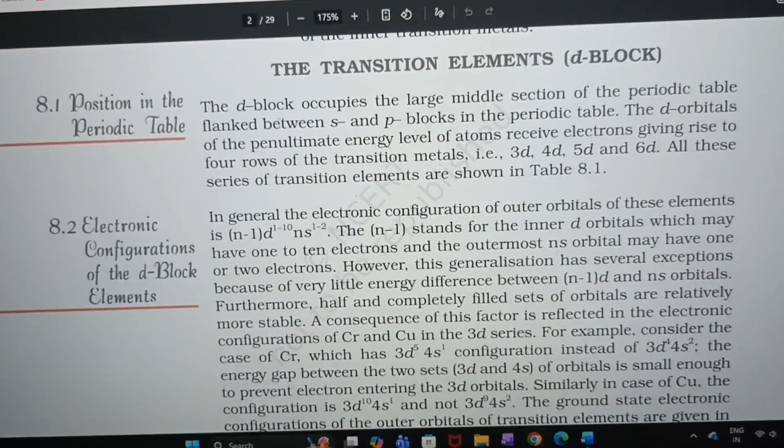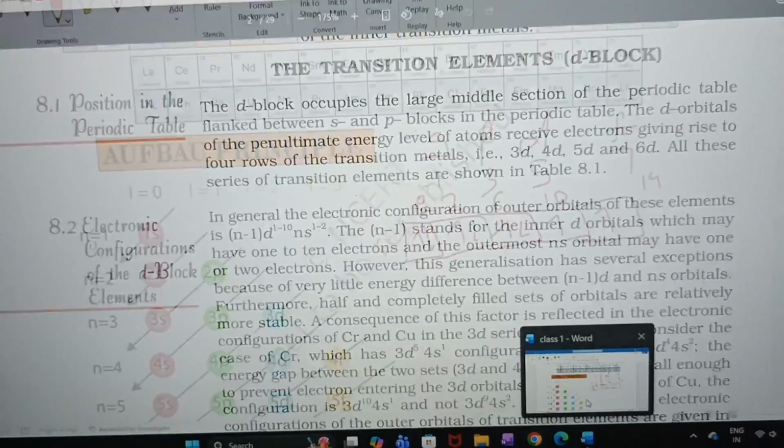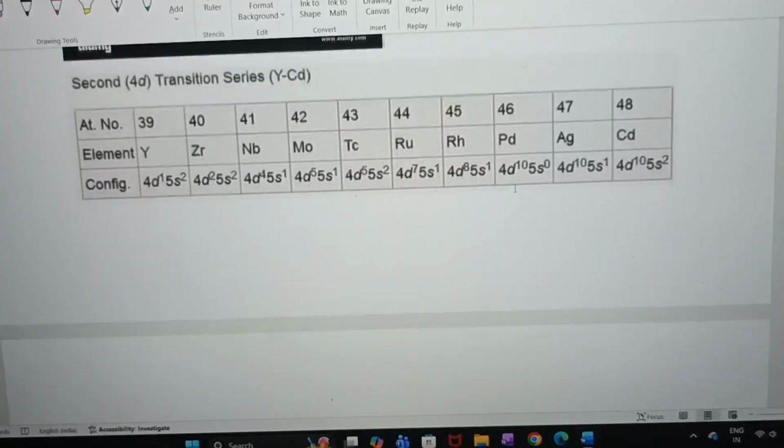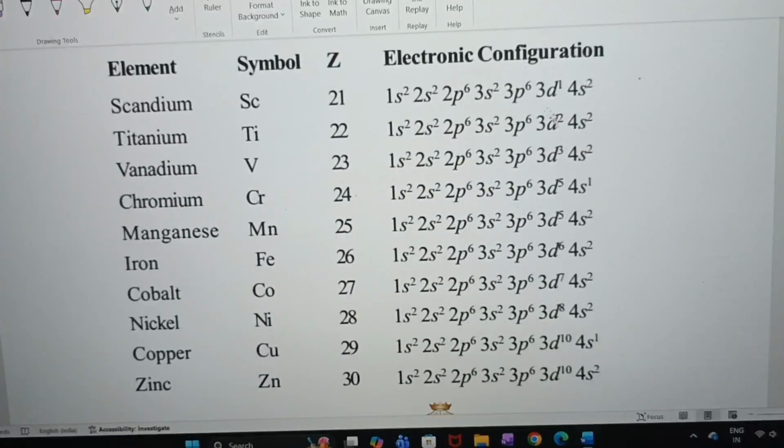Further, the d block occupies the large middle section between the s and p blocks. We have seen this, and the d orbitals of the penultimate energy level of atoms will receive the electrons. Whatever the valence shell is, that is called the ultimate, and the one just before it is called the penultimate. Now 4s is the outermost shell, so this is the ultimate. Just before that is the penultimate. So d will be receiving electrons. That is what the d block is.